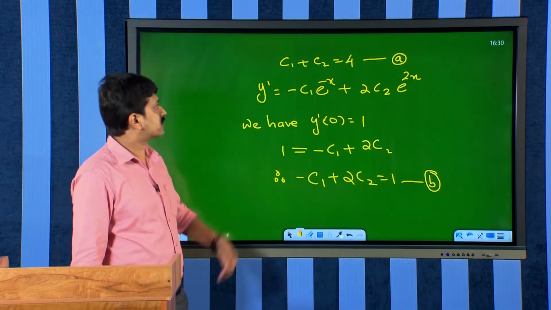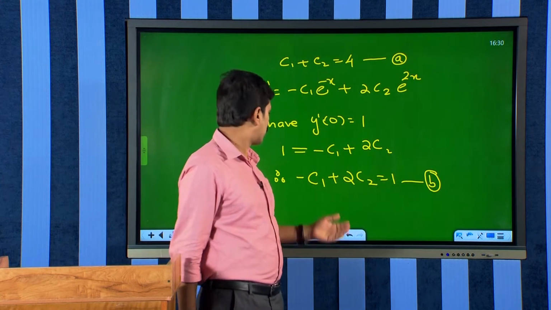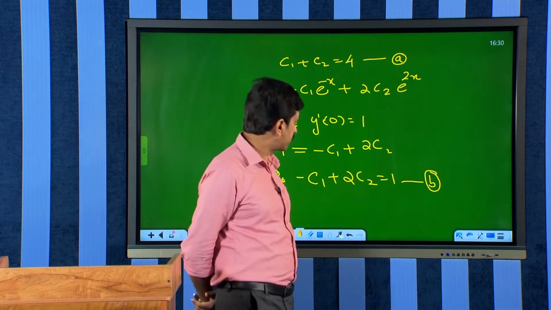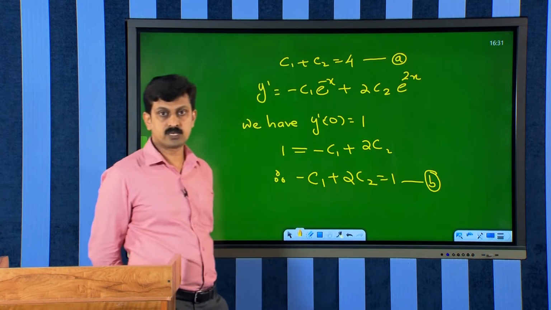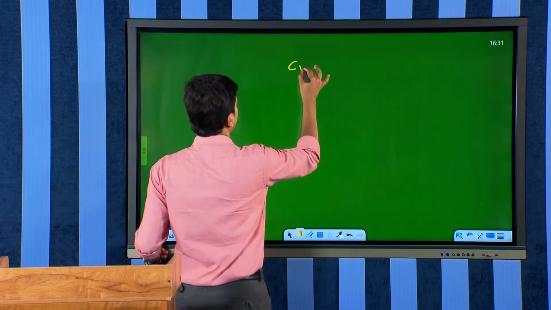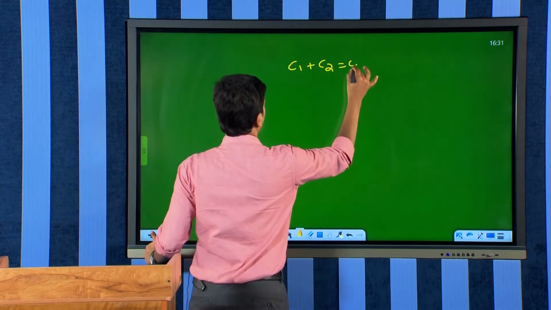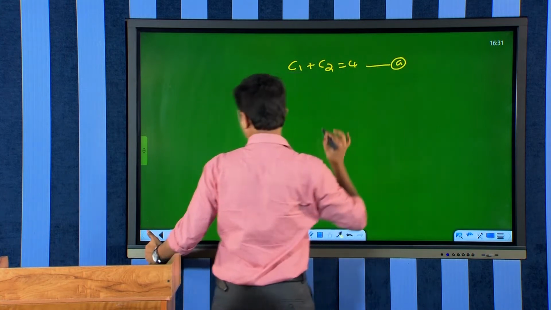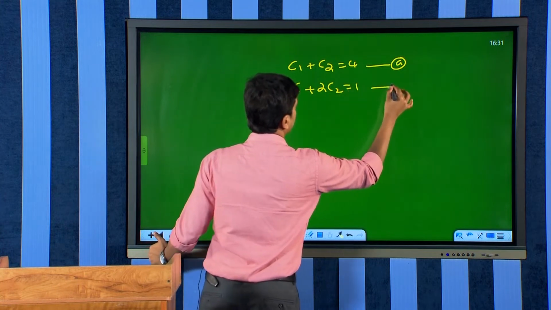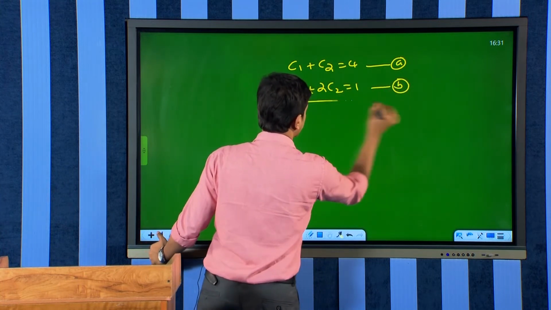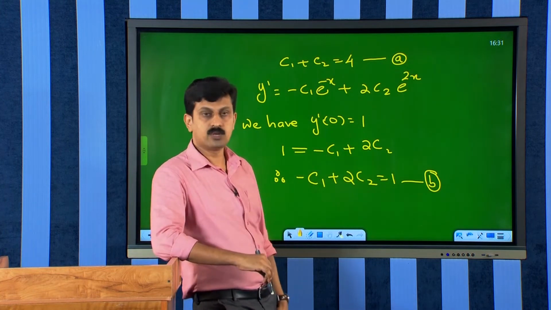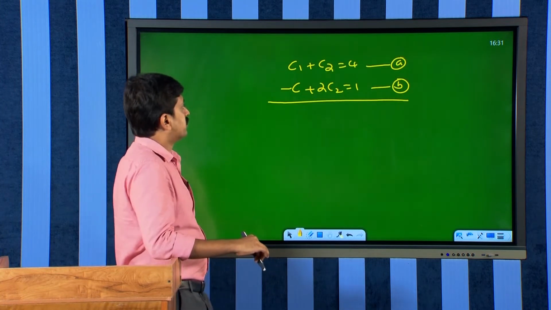So, we have two equations, C1 plus C2 equal to 4 and minus C1 plus 2 C2 equal to 1. From these two equations, we have to find the particular values for C1 and C2. We write C1 plus C2 equal to 4 as equation A, and minus C1 plus 2 C2 equal to 1 as equation B.